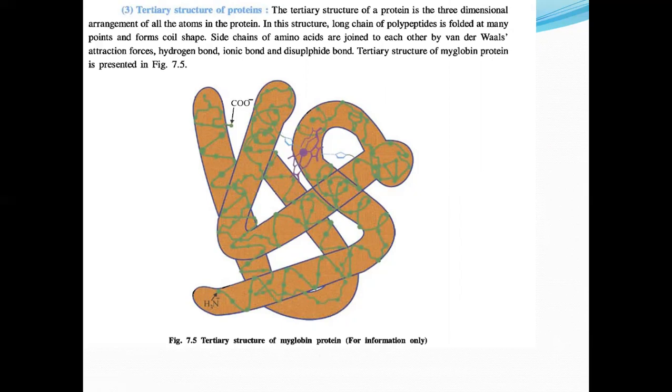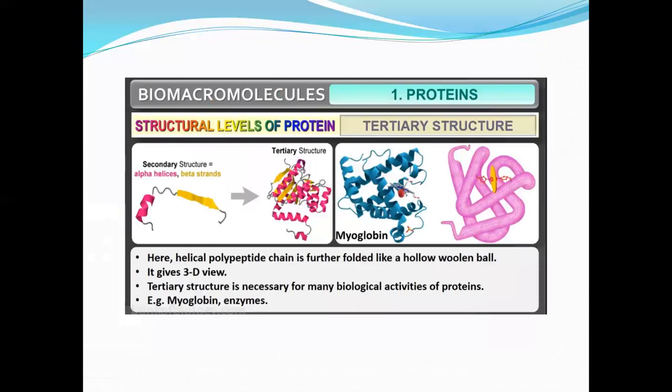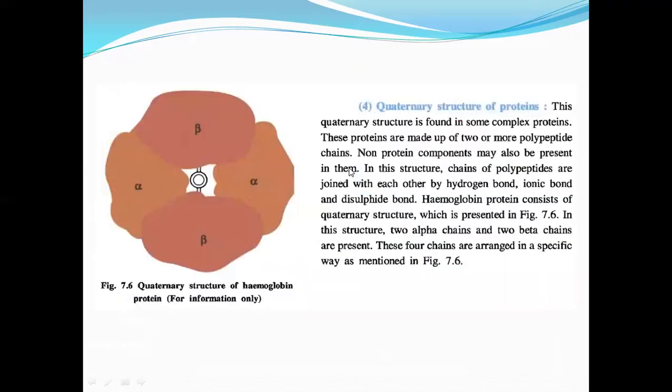So we can just say the tertiary structure of a protein consists of what? It is due to the van der Waals force of attraction, hydrogen bond, ionic bond, and the disulfide bond. See here the example of a tertiary structure, like myoglobin, a spiral form, and then the link is there. Enzymes. Now the next one is the quaternary structure of a protein.